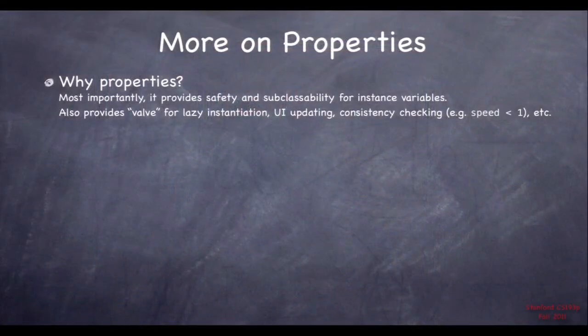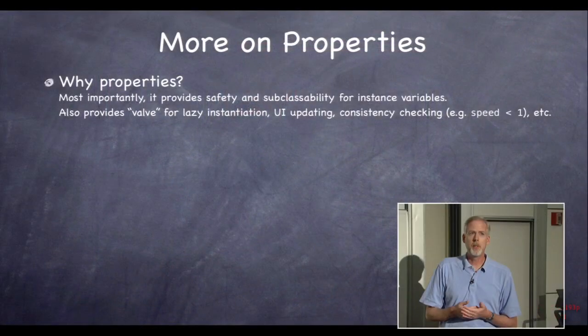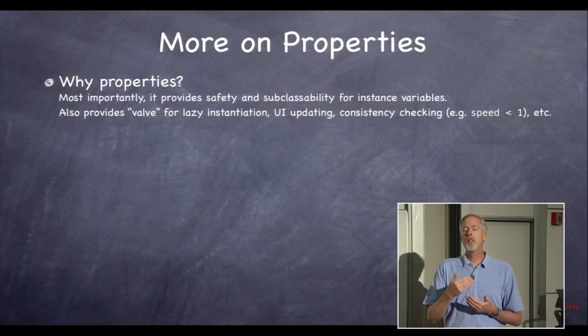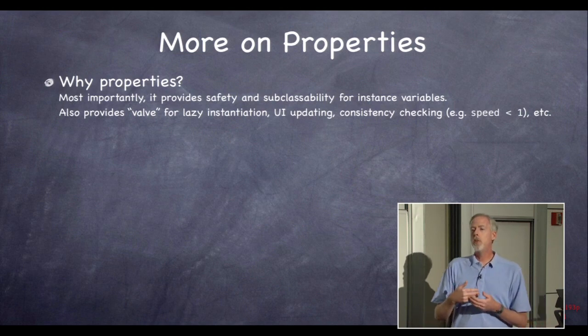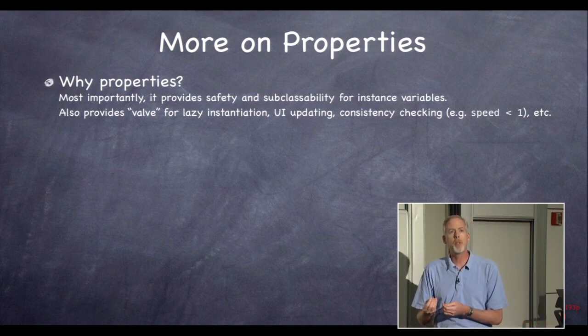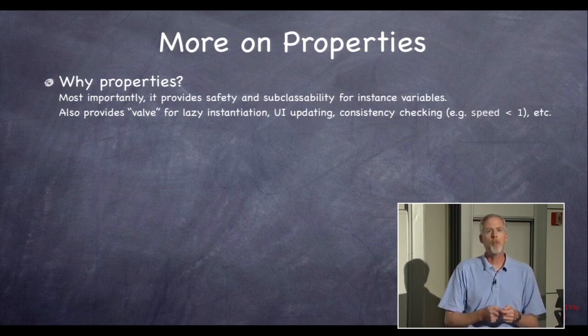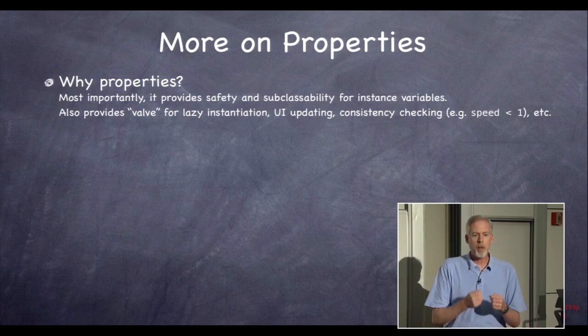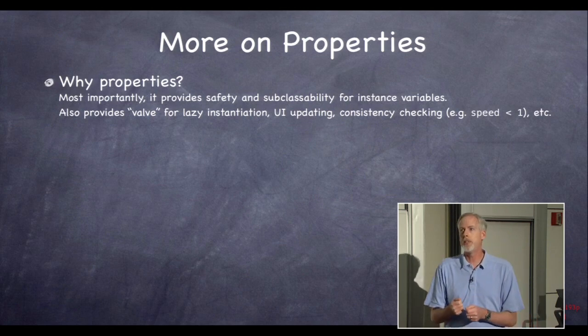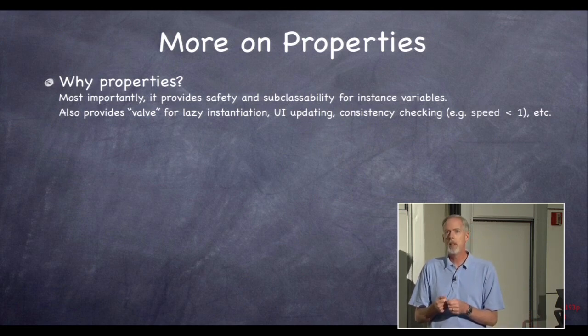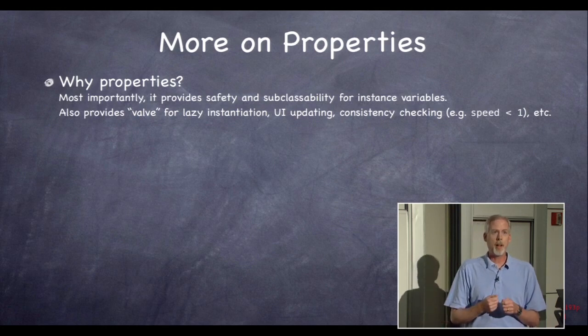Some people have asked the question, why do we have properties? In other languages, I'm used to just having instance variables. What is all this properties business? The number one reason that we have properties is for safety and subclassability of our instance variables. If we're going to allow someone to subclass us, then if they're going to start mucking with our instance variables, we want to be able to be involved. So if they set our instance variable to something, we might want to bounds check it or make sure it's not going to break us. So you see how that provides safety for us? So that's the number one reason actually to do this.